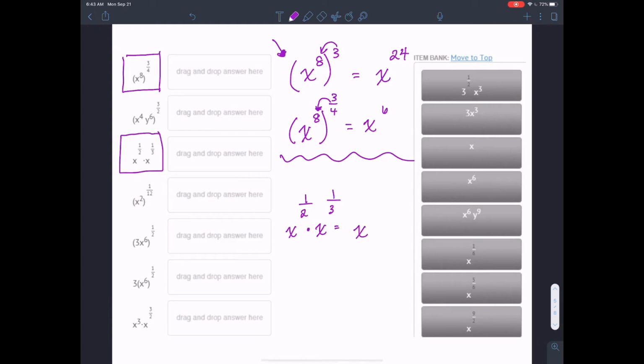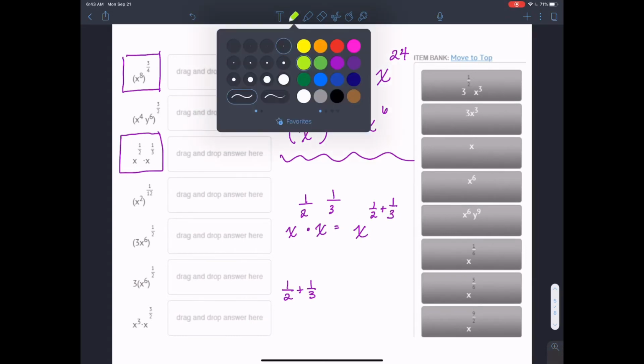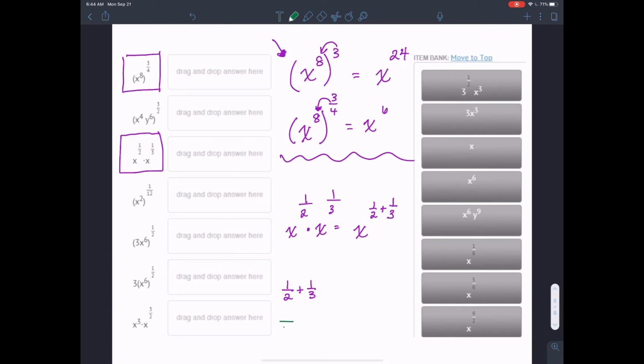So I'm still going to do 1/2 plus 1/3. Well, this is where you get your piece of paper and do a sidebar. What is 1/2 plus 1/3? Let's think about this. I need common denominators. So what I'm going to do is rewrite each fraction with a denominator of 6. So I times this by 3. This gets times by 3 and 2. So really, my final answer is going to be x to the 5/6 power.